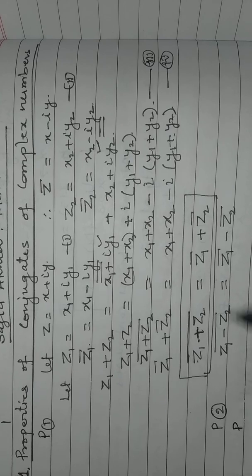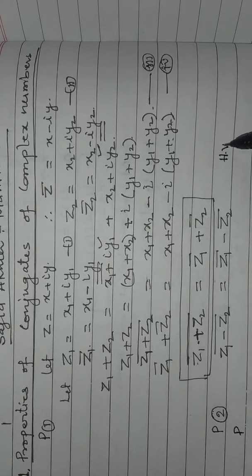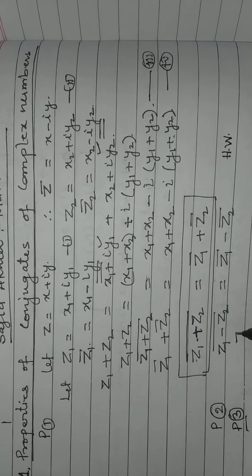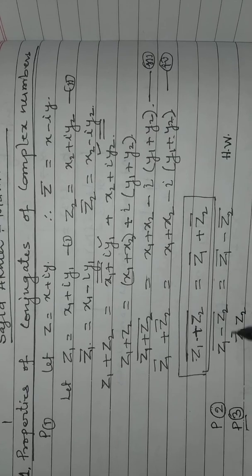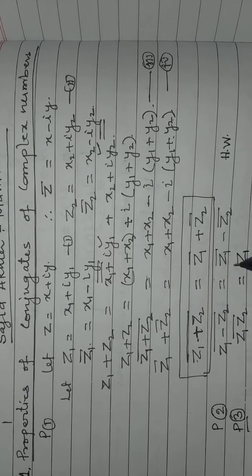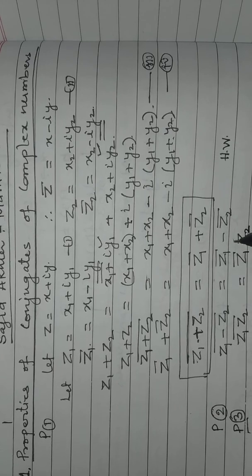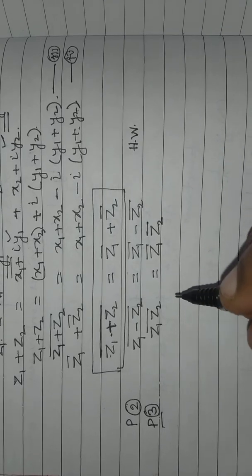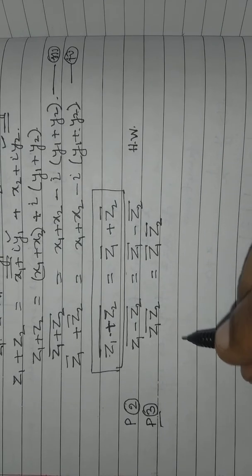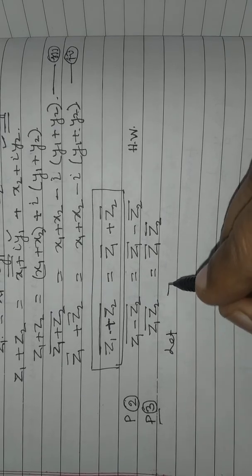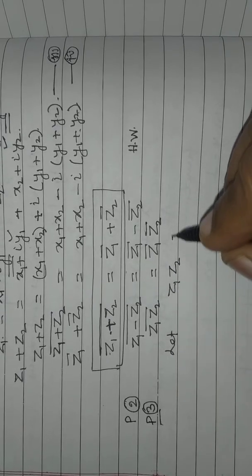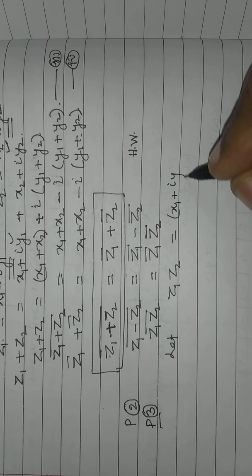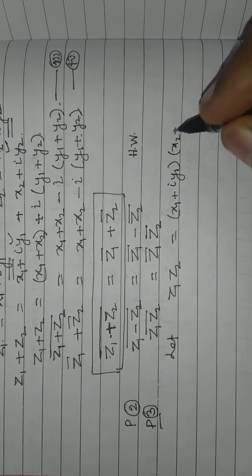Now it is your work. Now the third property, P3: the conjugate of the product z1 z2 is equal to z1 conjugate multiplied by z2 conjugate. So here we will see this. Let us suppose z1 and z2, which we have already taken in the previous, are x1 plus iy1 and x2 plus iy2.